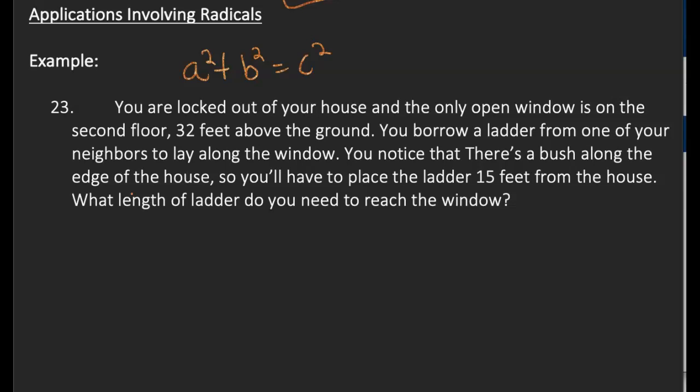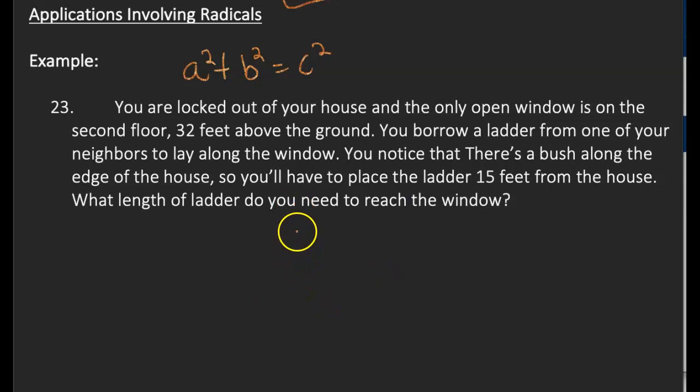All right. So it says you are locked out of your house and the only open window is on the second floor, 32 feet above the ground. You borrow a ladder from one of your neighbors to lay along the window. You notice that there's a bush along the edge of the house, so you'll have to place the ladder 15 feet from the house. What length of ladder do you need to reach the window?